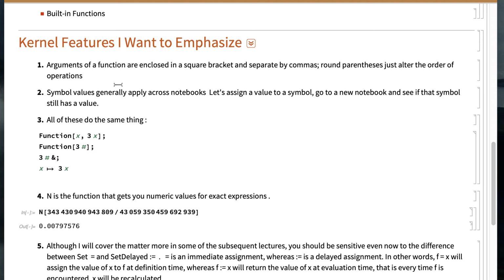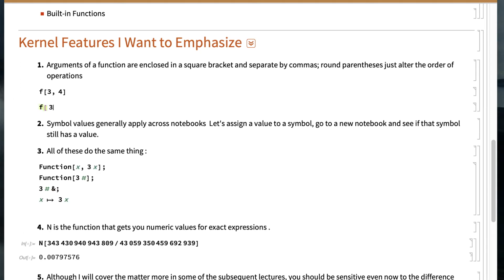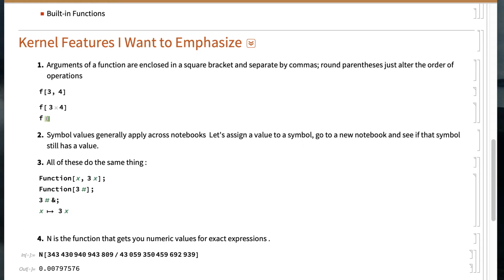When you have a function, the arguments are enclosed in square brackets and separated by commas. Okay, so it's f[3, 4]. It is not f[3 4] with a space. It isn't f(3, 4) with parentheses. These are bad. This is the right way to do it.